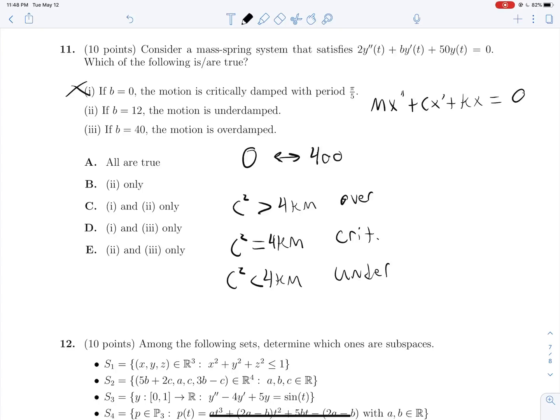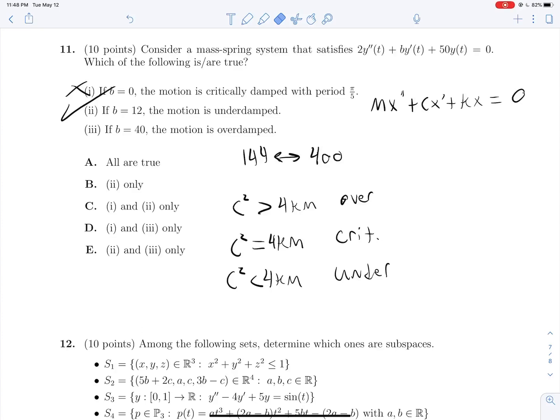What if b is equal to 12? Is the motion underdamped? Well, if b is 12, then that's essentially our b squared here, because they're using b in the position we would usually have c in. And I should be clear, this is our damping coefficient, this is our spring constant, and this is our mass. I'm not sure why I didn't mention that before. So that just gives us 144 compared with 400, and that is in fact underdamped.